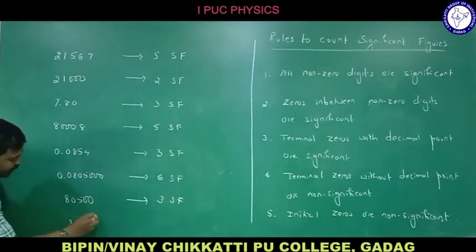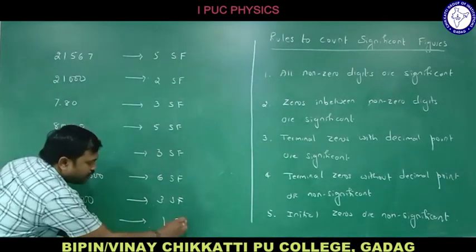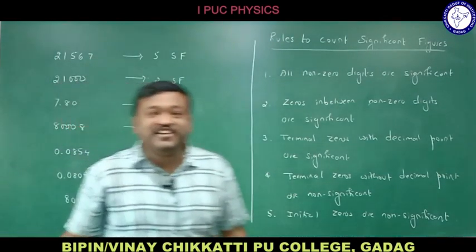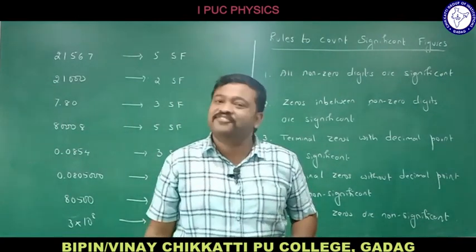Okay, let me write like this, 3 into 10 raised to 8. How many significant figures are there here? This power will not be significant because orders of magnitude are not significant. So only 1 significant figure. This is how we need to count. The number will be given, and you need to identify how many significant figures are there.